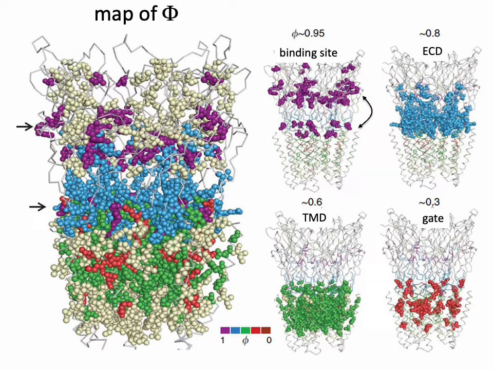There are some exceptions to this. You can see that in the extracellular domain, the high phi residues are not only at the binding sites, but there are also a group in the M2M3 linker at the interface, and it turns out that these are the ones that are coupled energetically. There are also some low phi residues at this interface as well as down below. They're not only at the gate region.